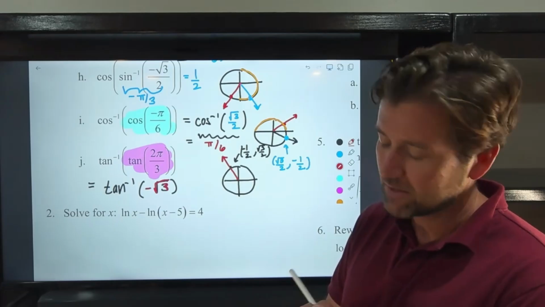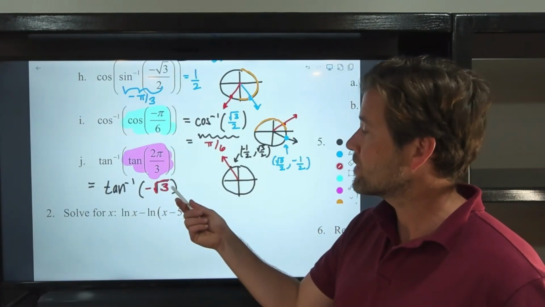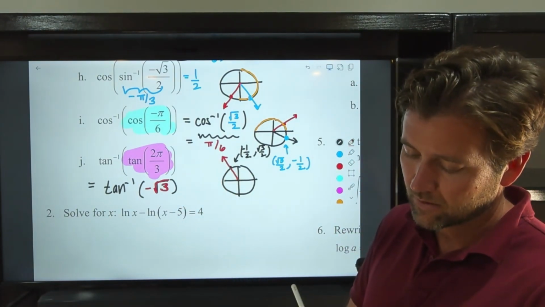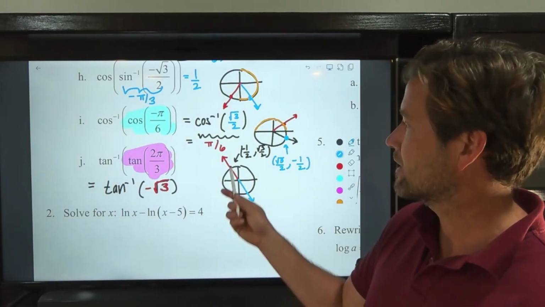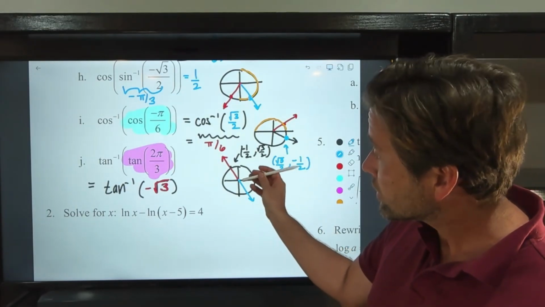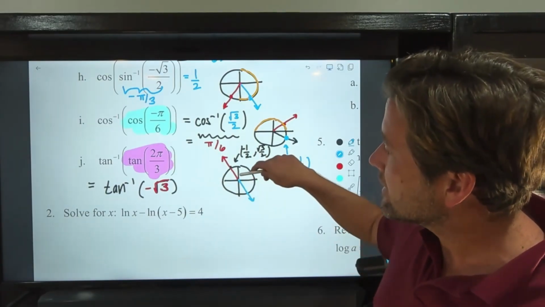You technically don't even have to know what this value is. What you need to do is draw the other angle or angles that have that slope. I say angles because it looks like I've drawn 2 here. But technically, this angle in blue could be 5/3 pi. It could be negative pi over 3.